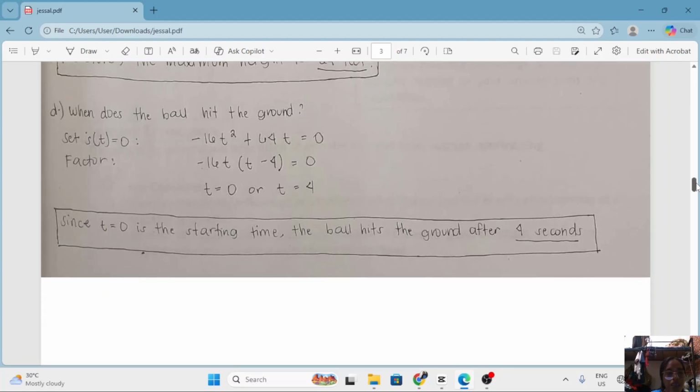And our letter D, when does the ball hit the ground? So we should set our s of t equal to 0, from our equation, negative 16t squared plus 64t is equal to 0. And then if we are going to solve this, we can attain t is equal to 0 or t is equal to 4. But since t is equal to 0 is our starting time, the ball hits the ground after 4 seconds.